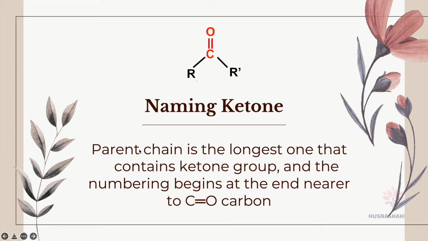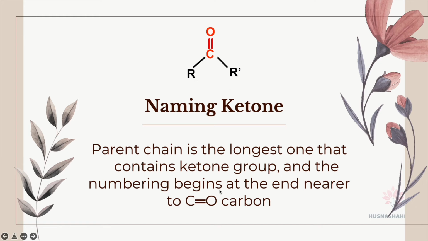Naming ketone. The parent chain is the longest one that contains the ketone group, and the numbering begins at the end nearer to the C double bond O carbon. We know that the carbon that has double bond O in a ketone cannot be at the end of the compound. So this carbon double bond O in a ketone cannot be carbon 1, but you have to give the lowest number to the carbon in the ketone that has double bond O.